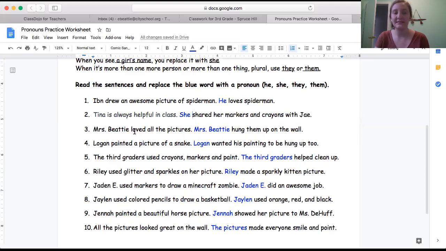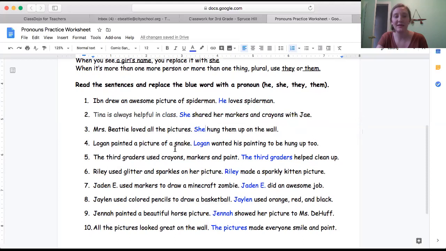How about number three? Mrs. Beatty loved all the pictures. Mrs. Beatty hung them up on the wall. What do we use instead of Mrs. Beatty? Go ahead and say it out loud. Tell somebody next to you. She hung them up on the wall. So I'm a girl, right?